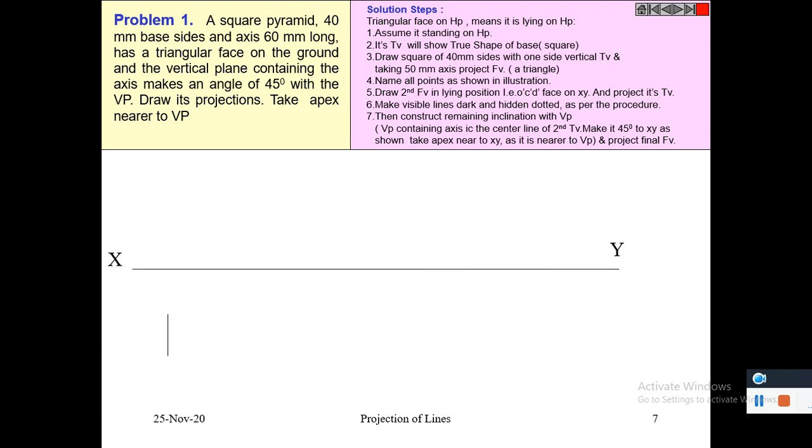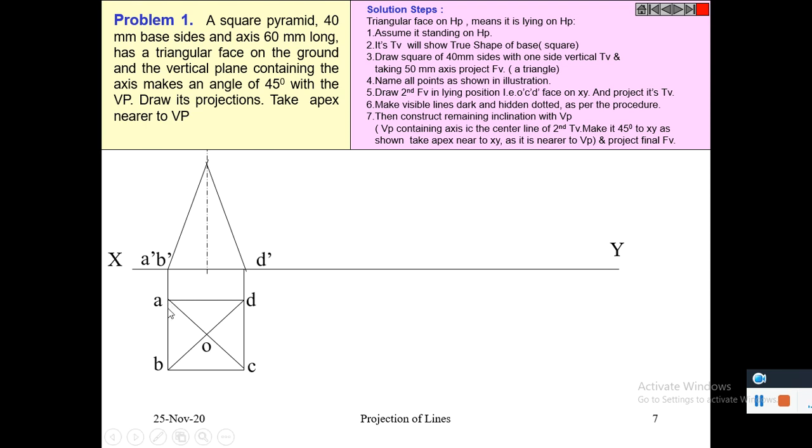Let us see how it is drawn. So first of all, we draw the top view of the square pyramid. Then the front view, marking the axis 60 millimeter. So in top view we mark it as A, B, C, D and O.